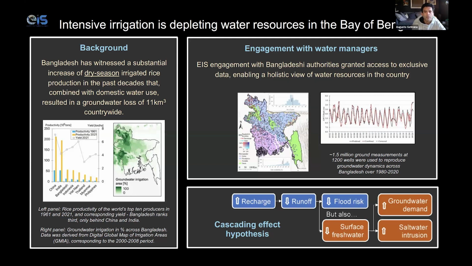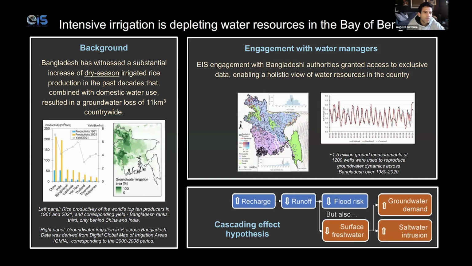That means that with more infiltration during the wet season, we have less runoff, and less runoff results in lower flood risk on the coast, which is good. But also less runoff means less surface fresh water, which could result in even more groundwater demand now that you have less water available on the surface. And it could also mean more saltwater intrusion, since there is less fresh water to push the ocean water away, particularly with sea level rise. So basically here we're trying to link groundwater-fed irrigation with sea level rise and their synergy on the coasts.